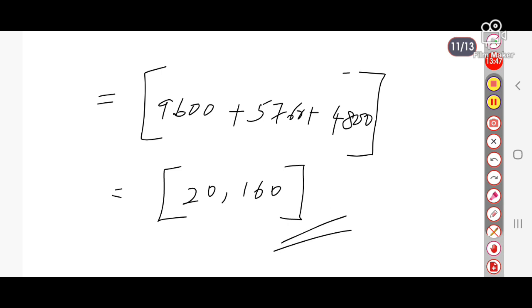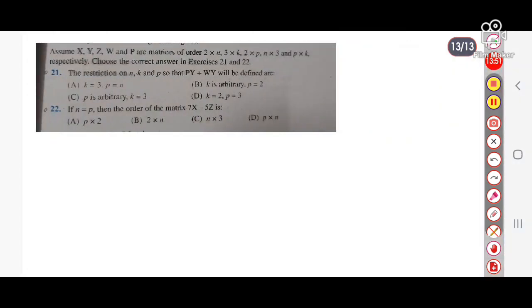Now the 21st question. Assume X, Y, Z, W and P are matrices of order 2 cross n, 3 cross k, 2 cross p, n cross 3 and p cross k respectively. Choose the correct answer in exercises 21 and 22. The restriction on n, k and p so that PY plus WY will be defined are.